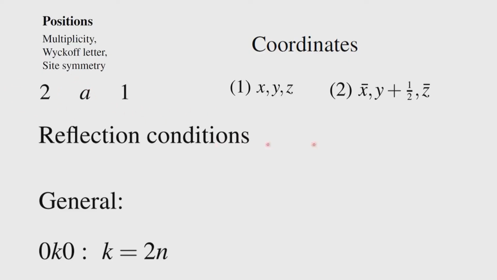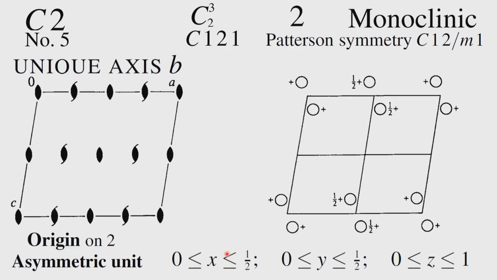So, there is 2a and x y z, x bar y, x bar y plus half z bar. There is something which is entered here, again we will discuss that after we study the X-ray diffraction techniques. The next space group, again we are still in the point group 2.